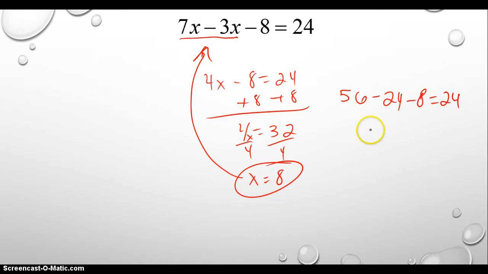So 56 minus 24 is 32. 32 minus 8 is 24. Checks out on both sides. Okay. Double check that it makes sense.